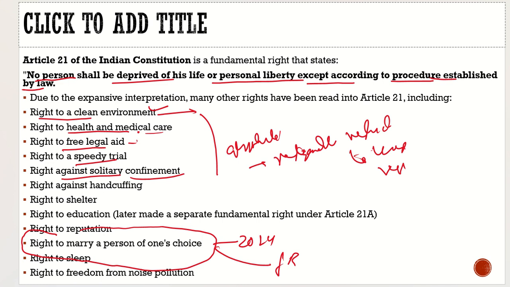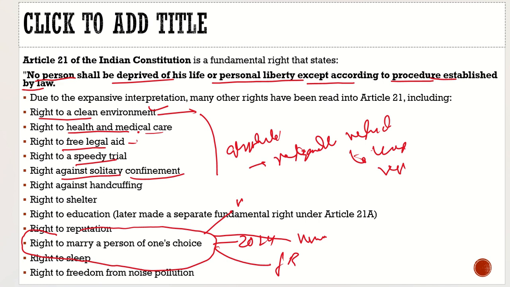Earlier, under the Hadia judgment, the right to marry a person of one's choice was made a fundamental right. But under the Supriya judgment, in 2024, it was held that it is not a fundamental right, because there was a question about the legality of homosexual marriage. That is something different.